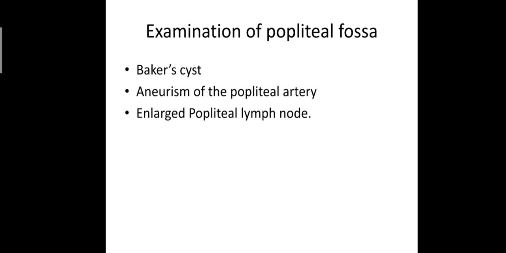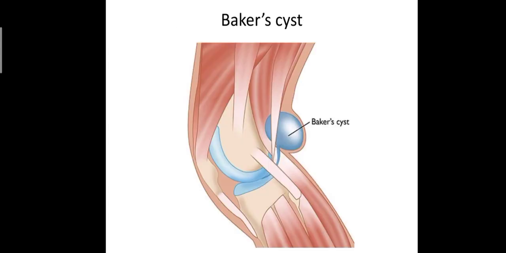Examination of the popliteal fossa. Examination of the popliteal fossa is done in a standing and prone position. The following are the important lesions in the popliteal fossa. Number 1, Baker's cyst. It is prominently seen and felt during extension of the knee and disappears or becomes less prominent during flexion.